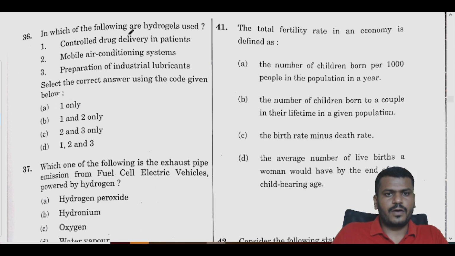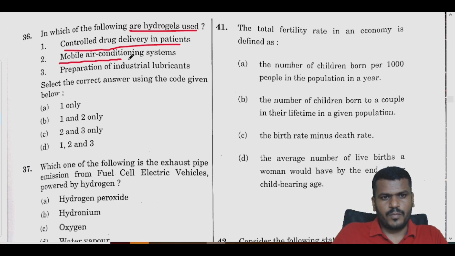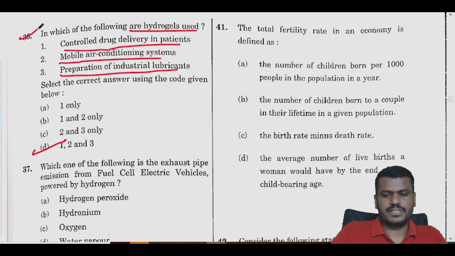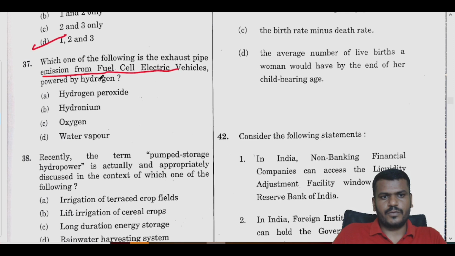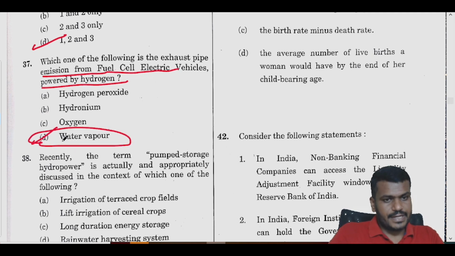See, in which of the following are hydrogels used? Means they are asking you in which of the following hydrogels are used. Controlled drug delivery in patients, mobile air conditioning systems, and preparations of industrial lubricants. In all the places, these hydrogels are definitely used. 36 is D for Delhi. Okay, next, which of the following is the exhaust pipe emission of fuel cell electric vehicles powered by hydrogen? Again, this was in news because of electric vehicles, that is water vapor is the right answer, guys.